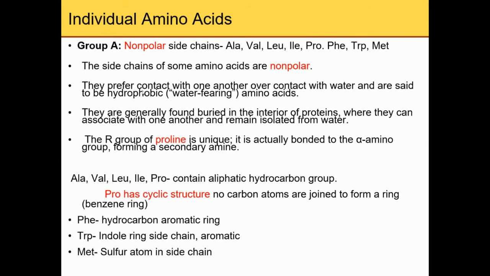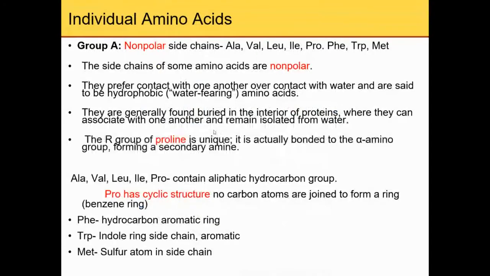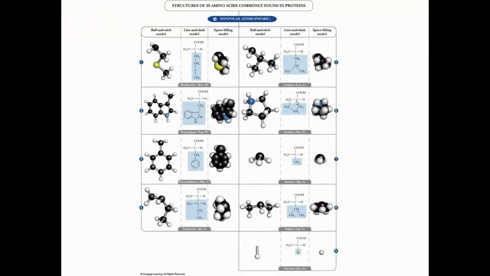And the R group of proline is unique. It is actually bonded to the alpha amino group, forming a secondary amine. So that'll be proline. Let me see, where's the proline? So you can see the proline here. This amino group forms this structure here. That's very special, this proline. It's unique because it forms the secondary amine right here.